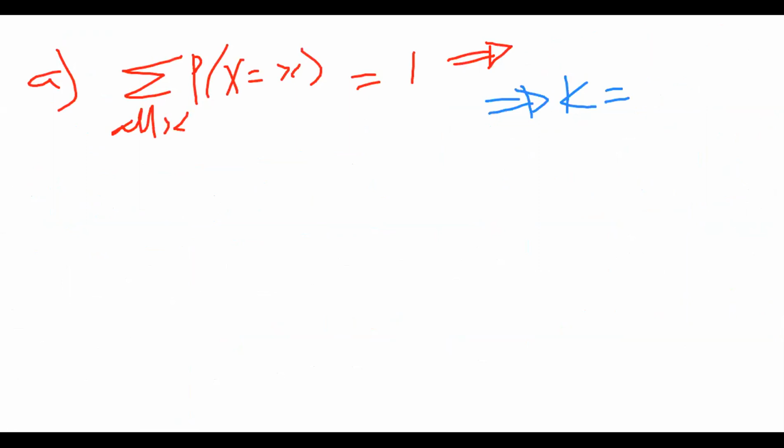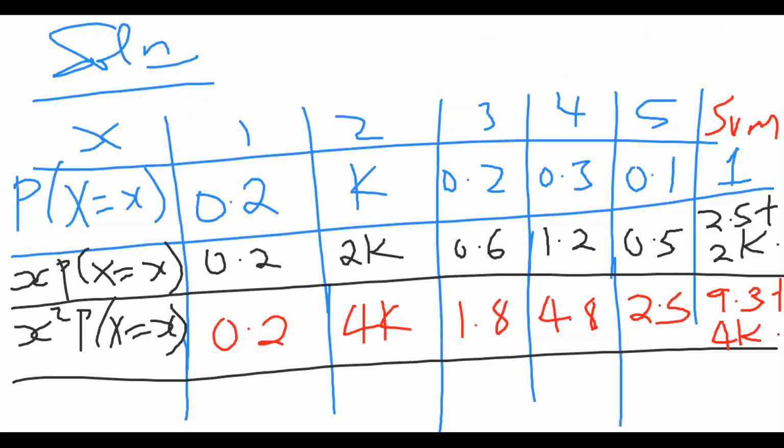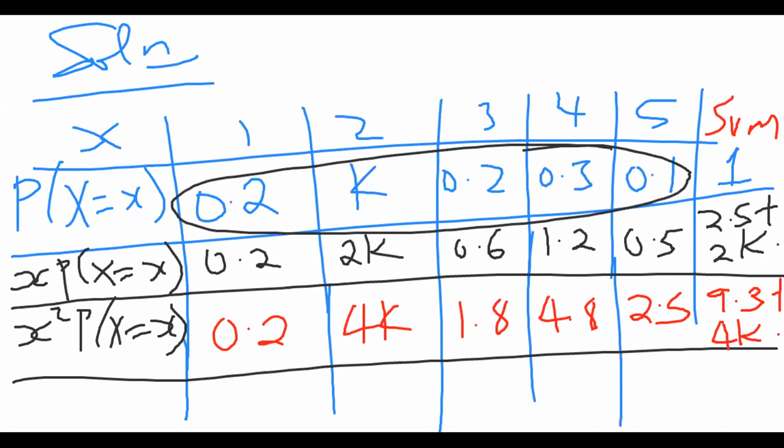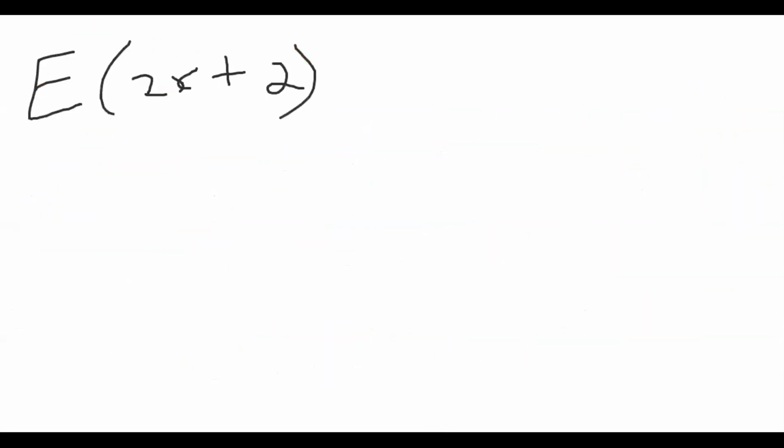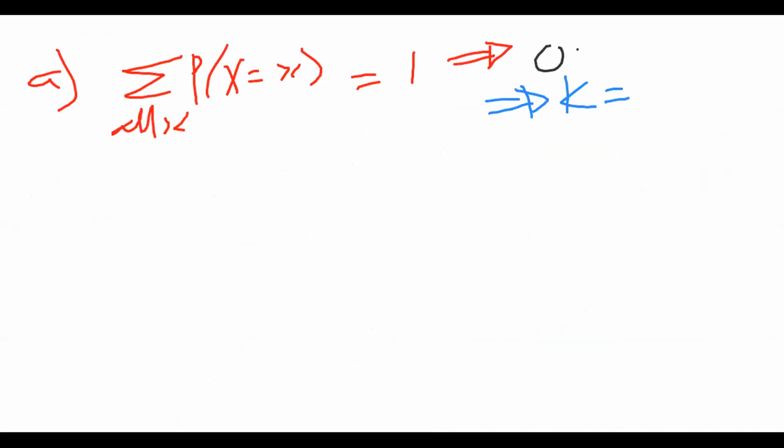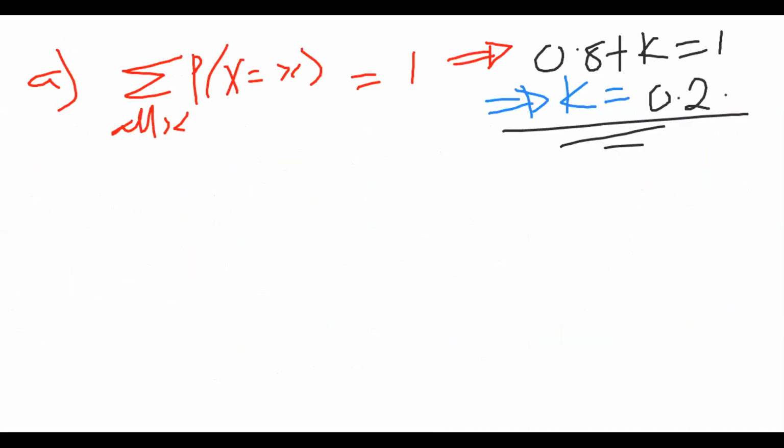Let me go back. When you add up all these, what do you get? 0.8. 0.8 plus k equals 1, so k is 0.2, correct. Yes. We're leading to something else.